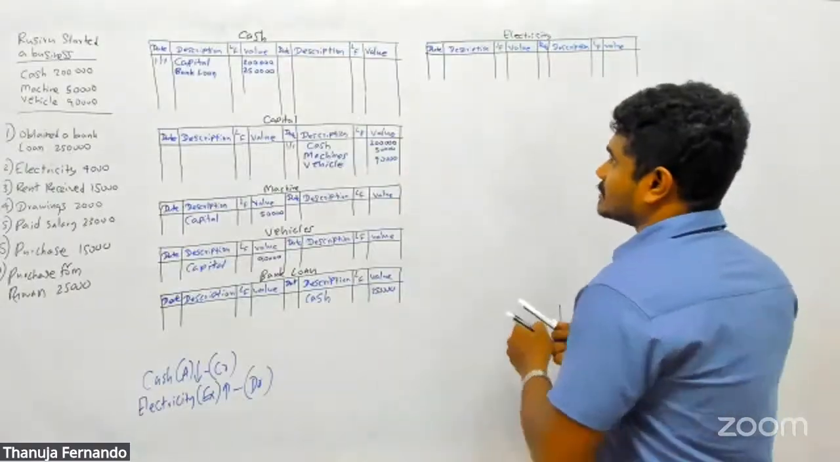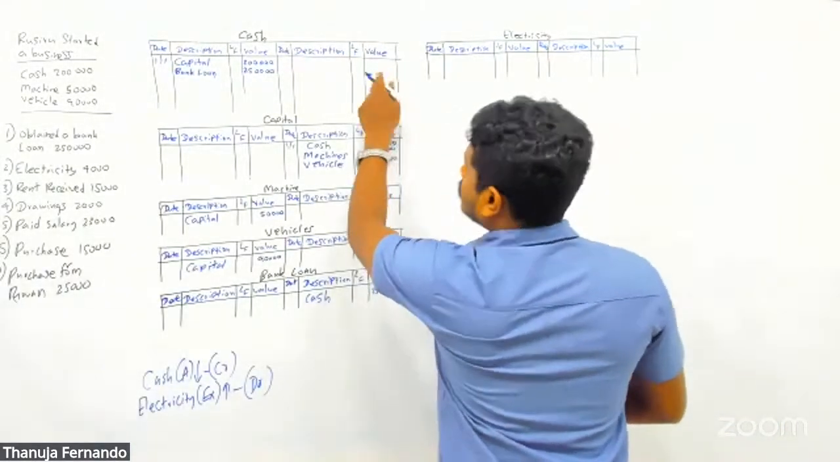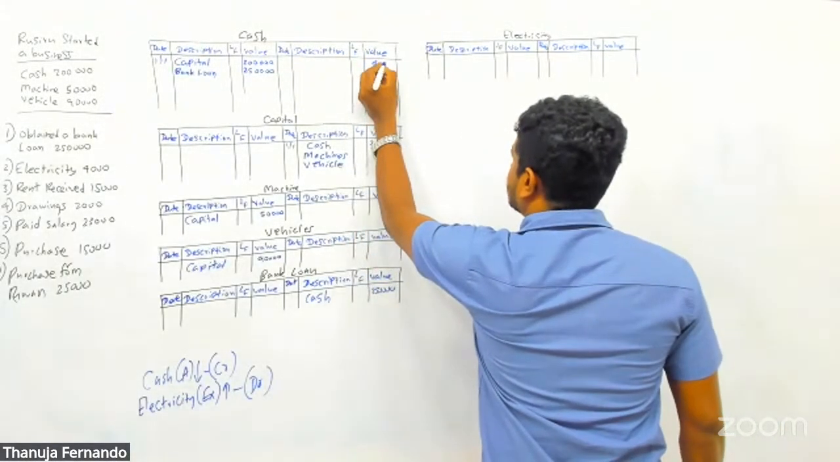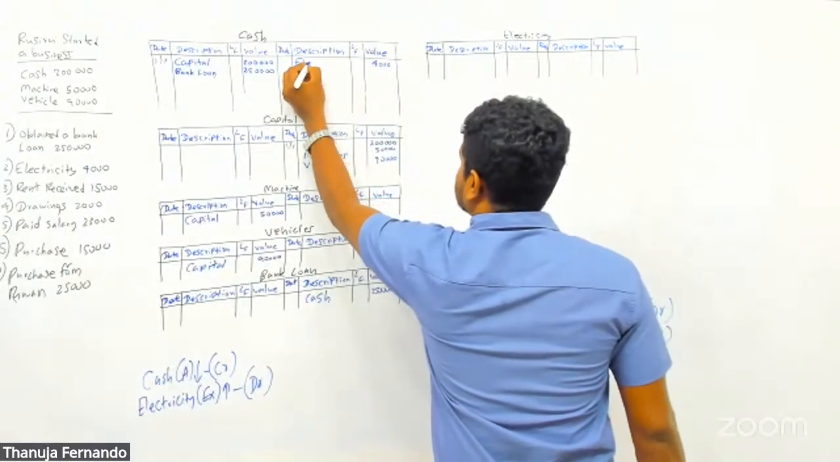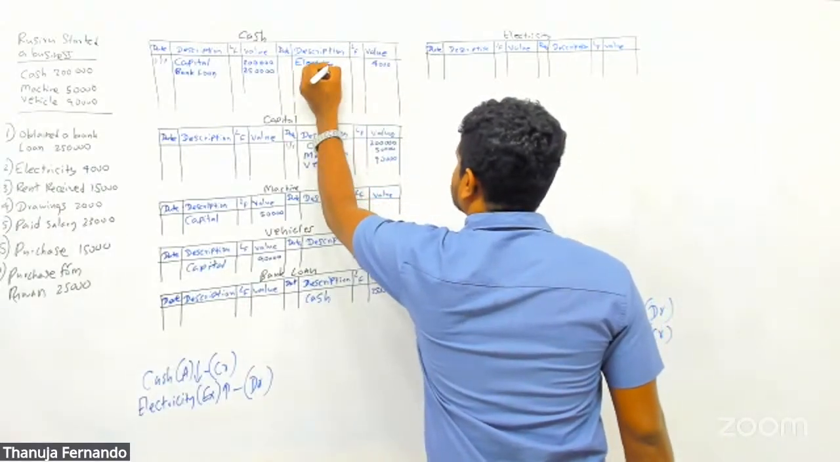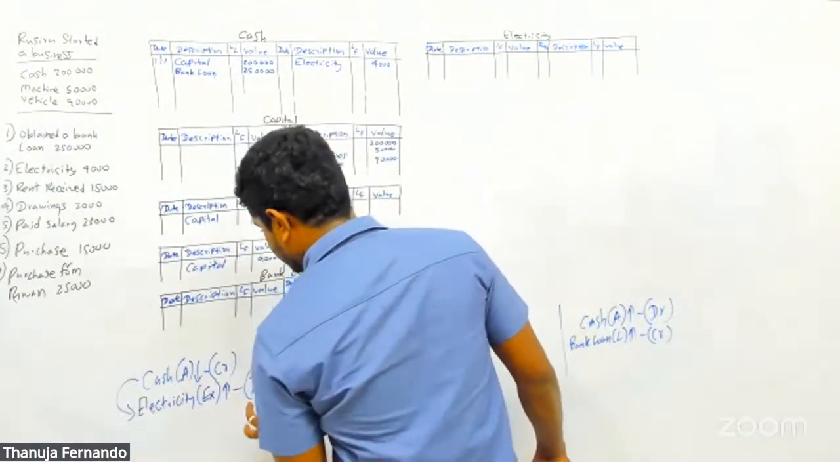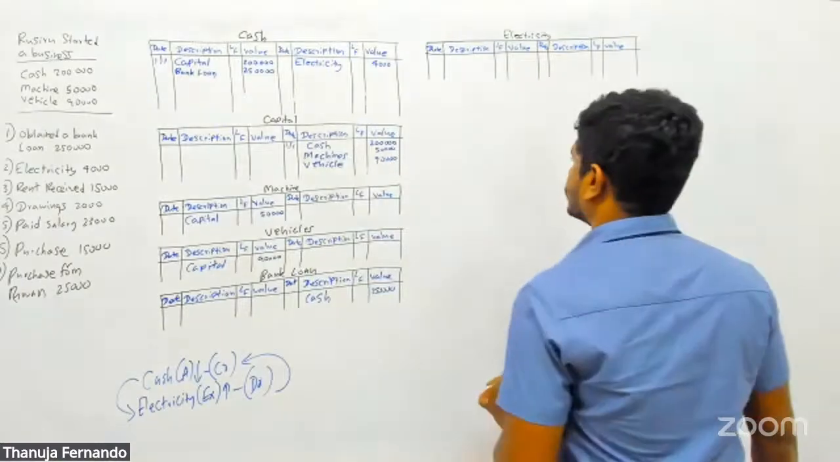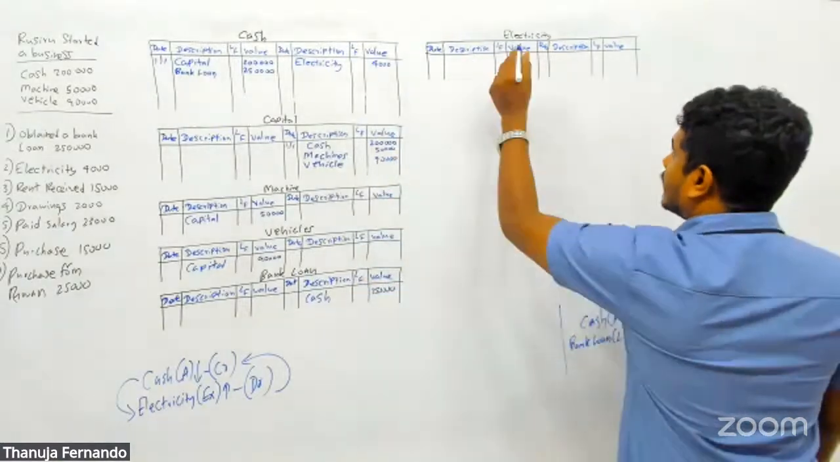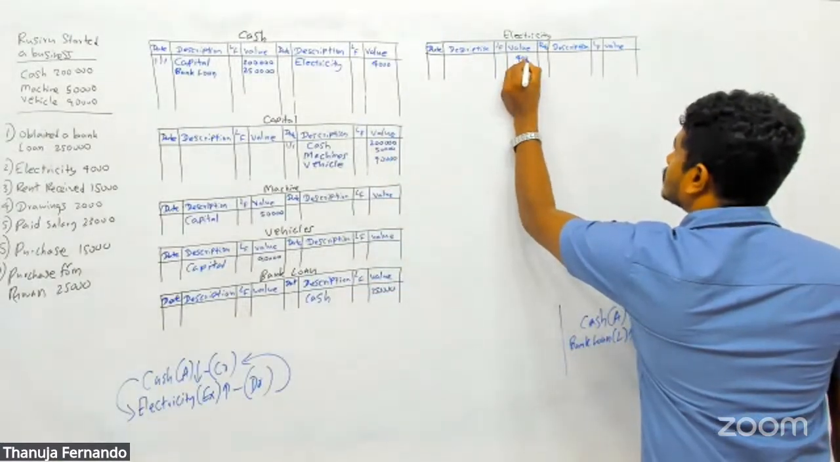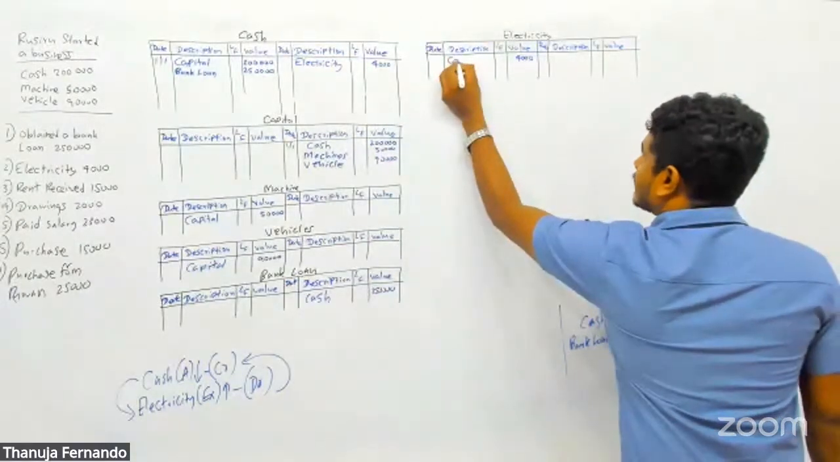Cash account credit means this side, how much? 4,000 as electricity. Exchange the names of the account. Cash record as electricity, electricity record as cash. Then electricity account debit 4,000 as cash.